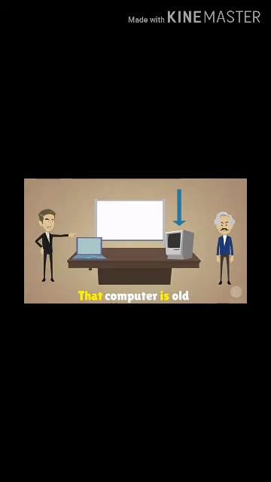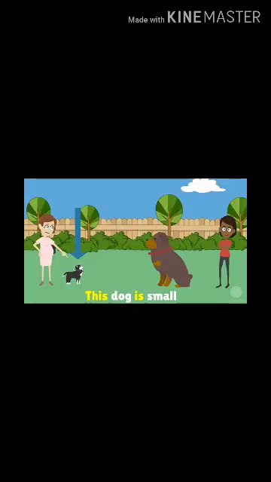So this and that, this is the difference between this and that. The words are demonstrative pronouns. If we see the person who is on our right side, he is saying this computer is old because it is near to him. But he is saying that computer is new because that computer is far from him. So we use this for the things which are near to us.